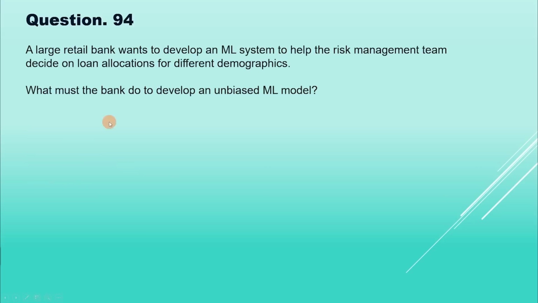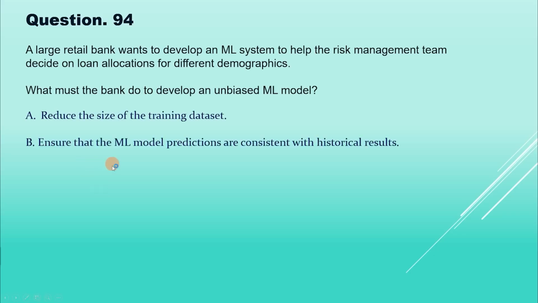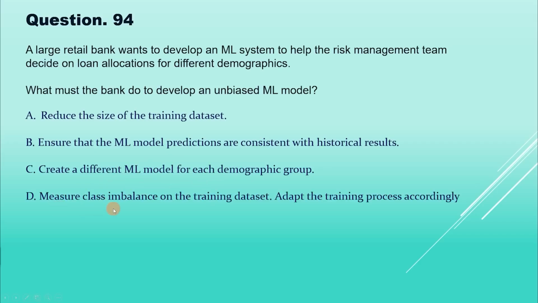Now question number 94. A large retail bank wants to develop an ML system to help the risk management team decide on loan allocation for different demographics. What must the bank do to develop an unbiased ML model? Here are the options. Option A, reduce the size of training datasets. Option B, ensure that the ML model predictions are consistent with the historical results. Option C, create a different ML model for each demographic group. Option D, measure class imbalance on the training dataset. Adapt the training process accordingly. Take your time to guess the correct answer.